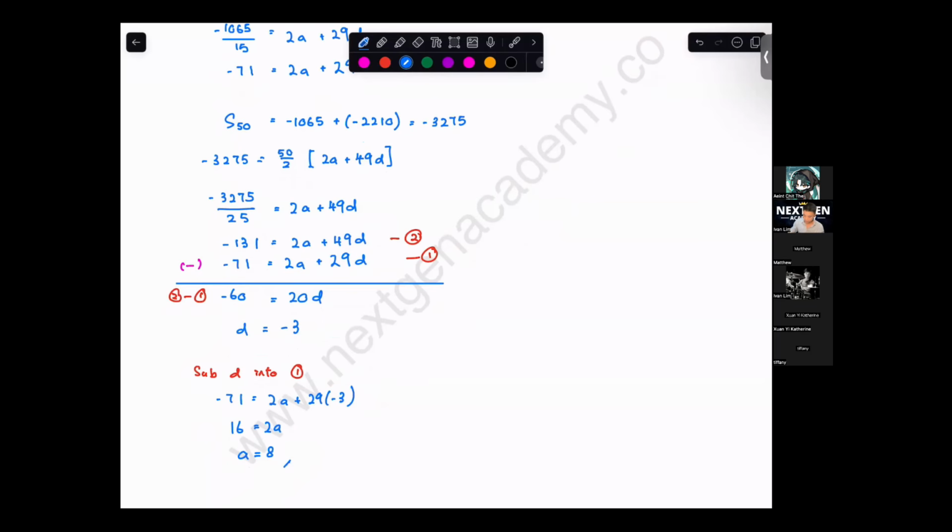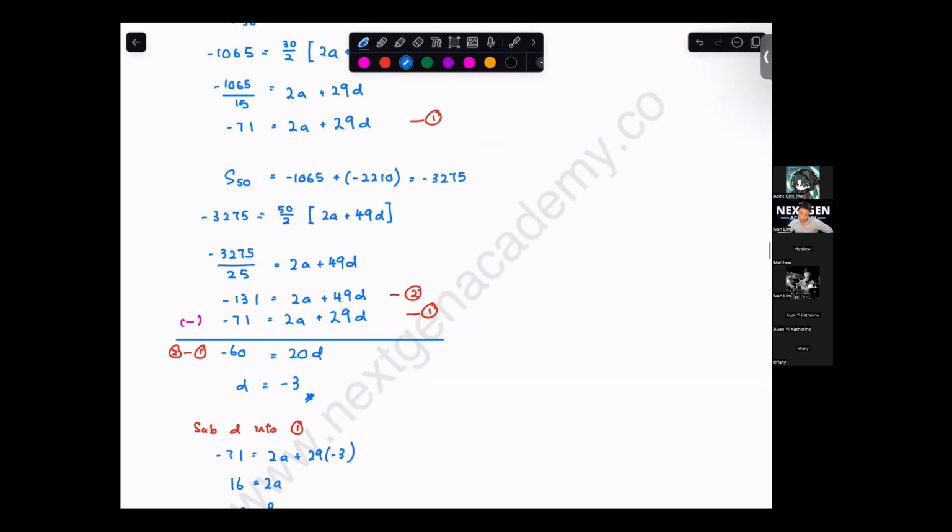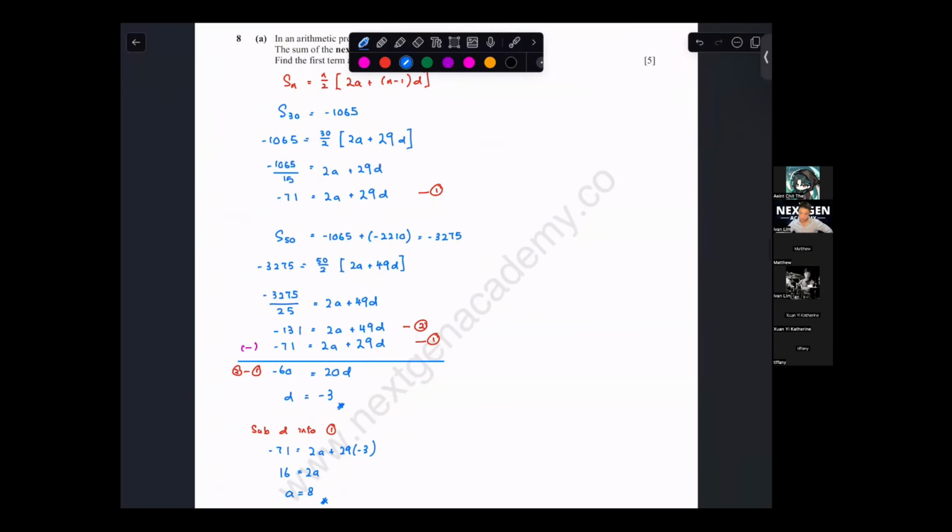A is equal to 8. Okay, see the working? 5-mark question. Okay, 3, 2, 1. Let's move on.